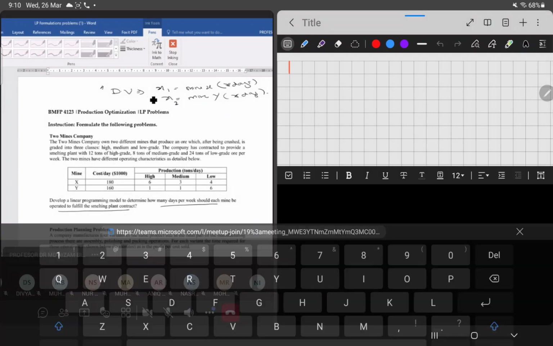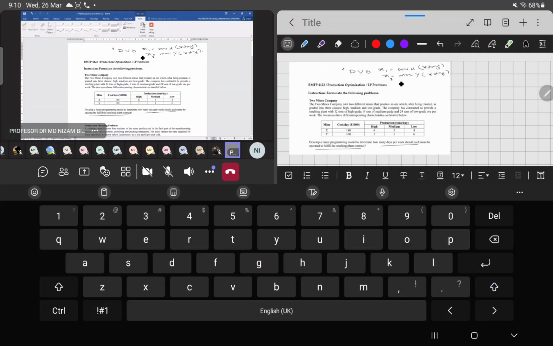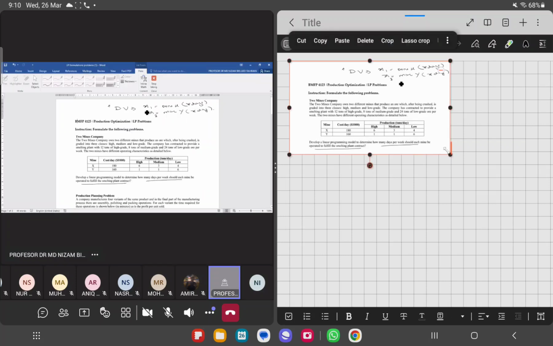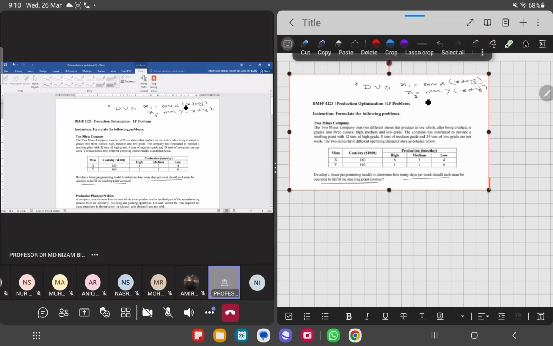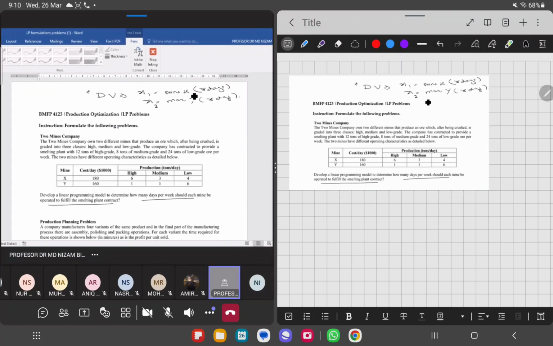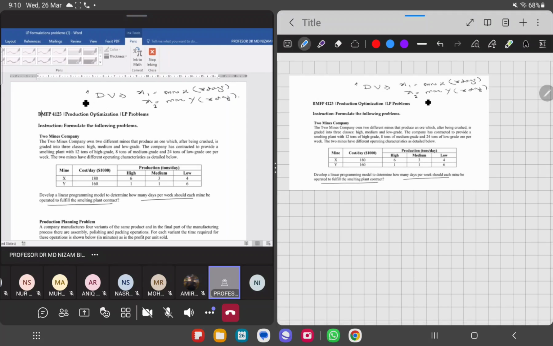If x2 equals 0, that indicates that mine Y should not operate any days a week. So when you come up with decision variables, it's very important to have a unit for them. For this particular case, it is the number of days of operation per week. Okay, good. So the decision variables are x1, the number of days mine X operates, and x2, the number of days mine Y operates.